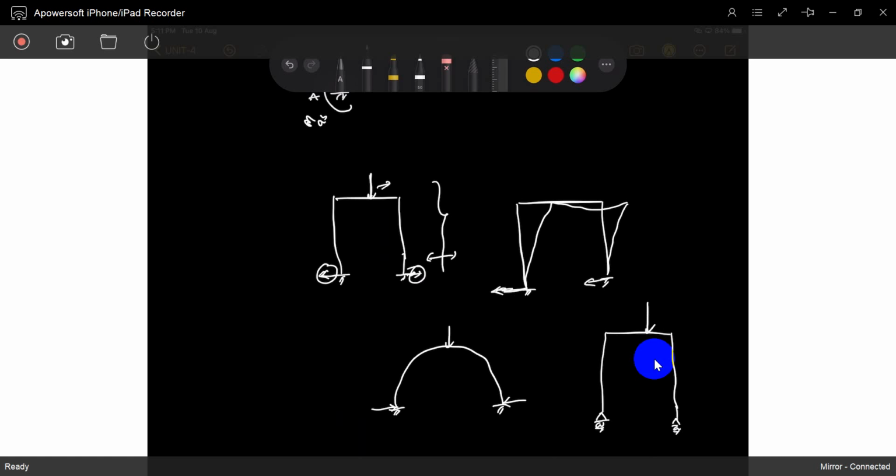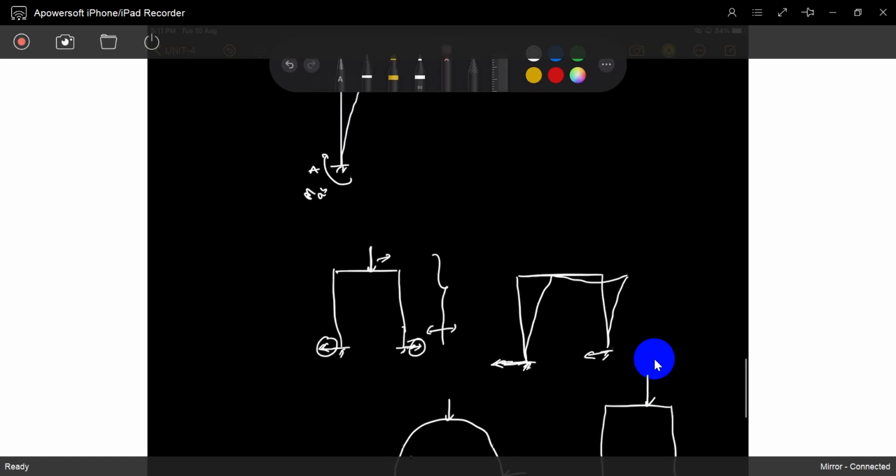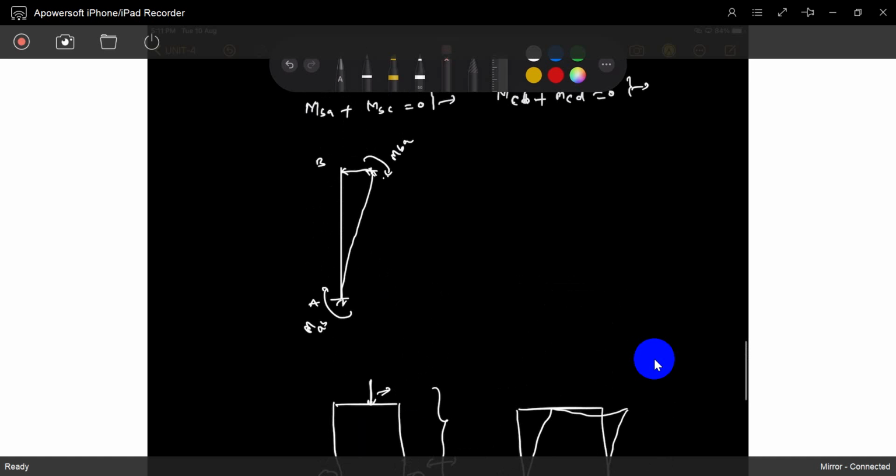To curtail that movement, if you just apply rollers, it is moving. With rollers on both sides, it's moving. So compulsorily you have to provide a fixity. If you provide a fixity that curtails the horizontal movement, that means it experiences a horizontal force. Understood? So it has a horizontal force.